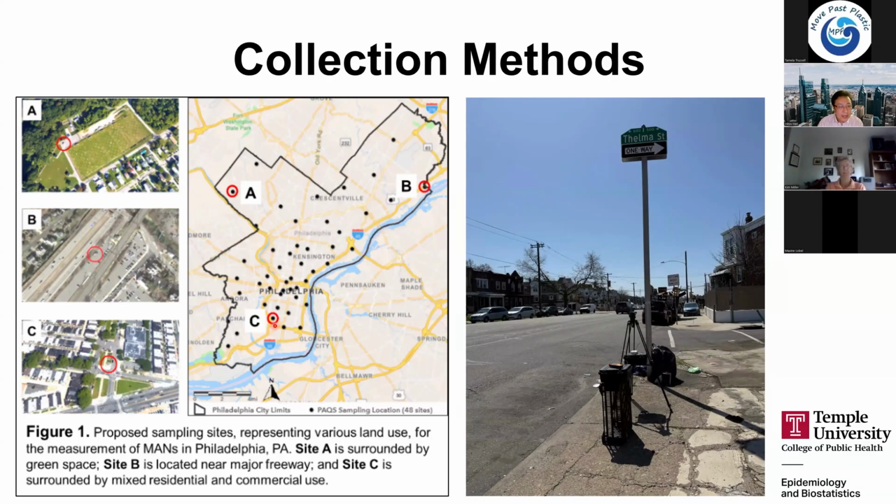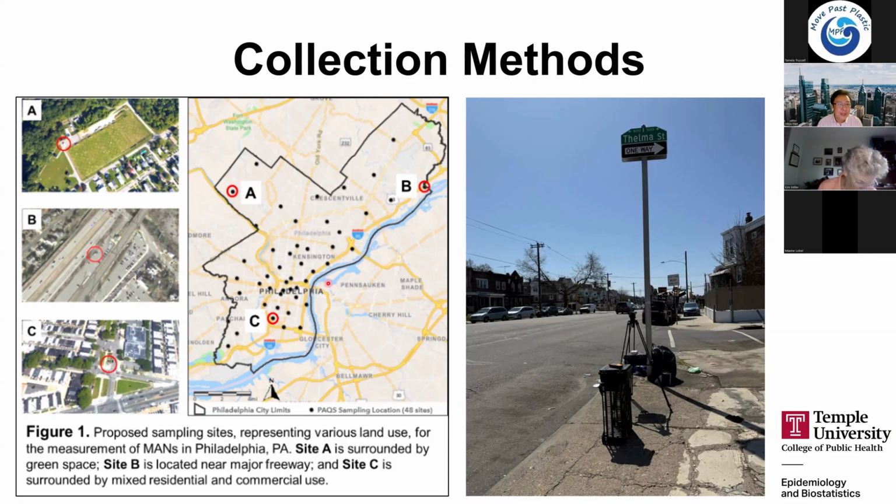And location C is more of a mix of commercial and residential areas. Unlike location B, there are no major freeways. However, there is a large arterial road, and it is surrounded by commercial buildings and residential homes as well. So how did we do that?